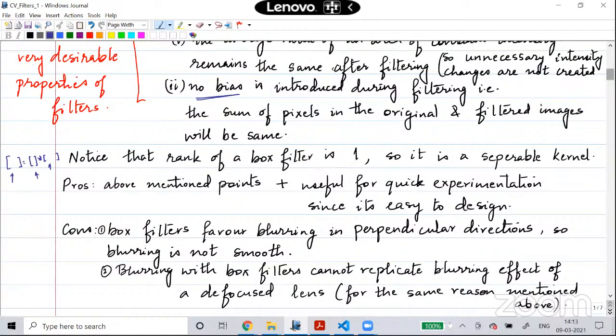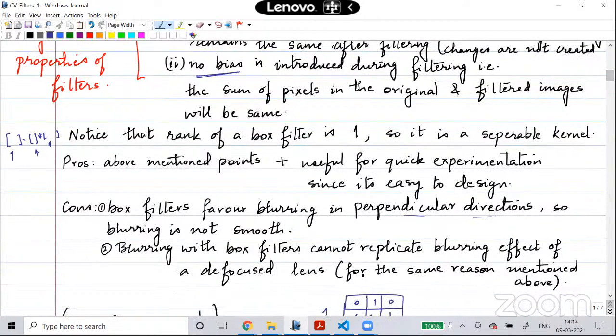But it will not give you a uniform smoothing effect. We will see one or two examples now. Because of this, it favors blurring in perpendicular directions. I'll show you what this means. So the blurring is not smooth. And the second thing is that for image enhancement or for artistic purposes, usually one wants the blurring effect to be like that of a defocused lens. This is what is desired. But blurring that comes from the box filter does not replicate that effect. So these are the cons of box filters, but of course they are very useful for quick experimentation. Is blurring going to help you at all? If you want to just quickly check it, use a box filter.